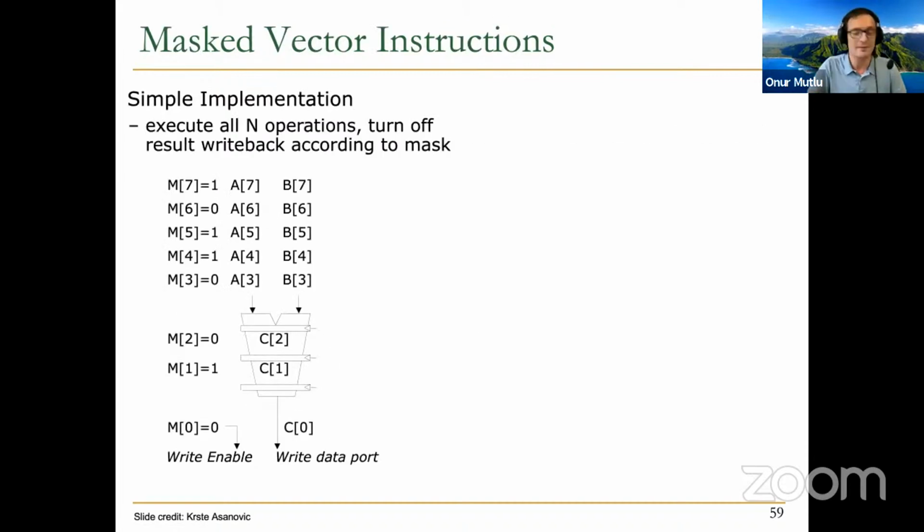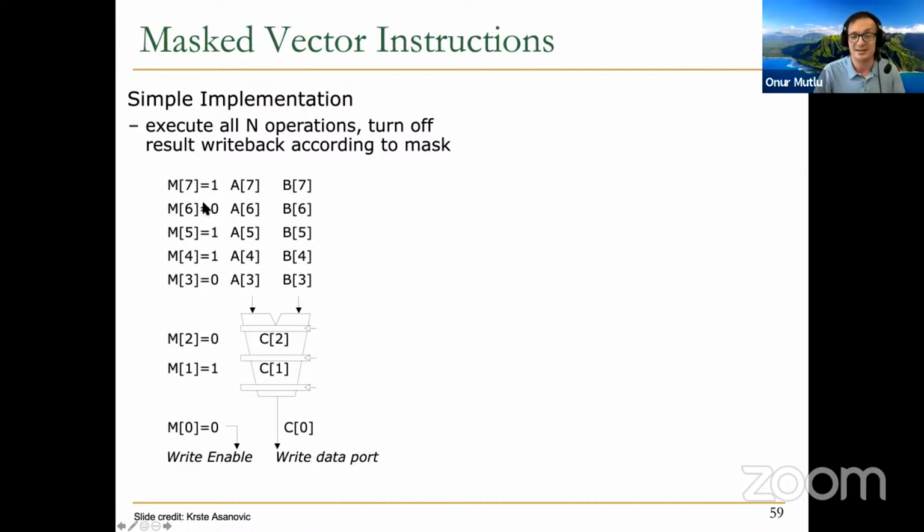Okay, let me continue and finish, and then we're going to take questions. So how much does the masking cost in terms of time? When does it become useless because of time use? Okay, that's a very good question that will kind of be answered in this slide. Basically, that depends on how you do the masking. So a simple implementation looks like this. Your vector length is n. You still execute all n operations, but turn off the result write back according to the mask.